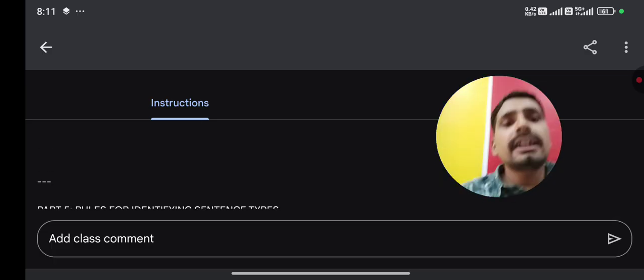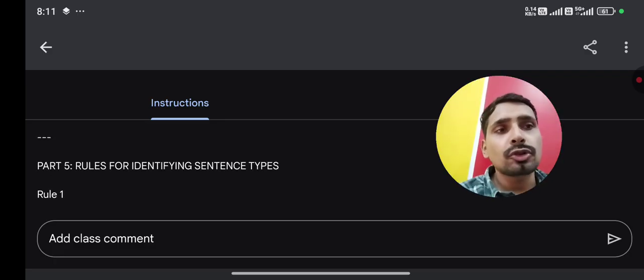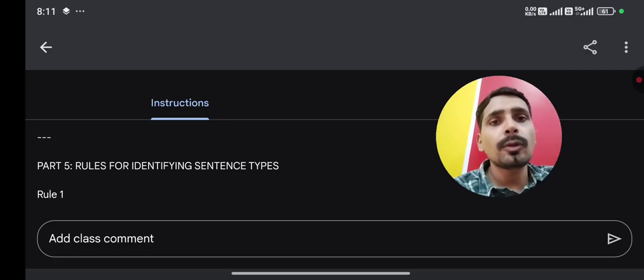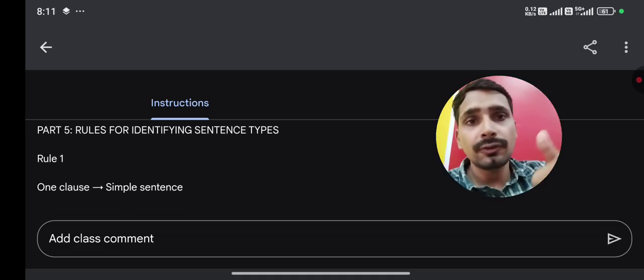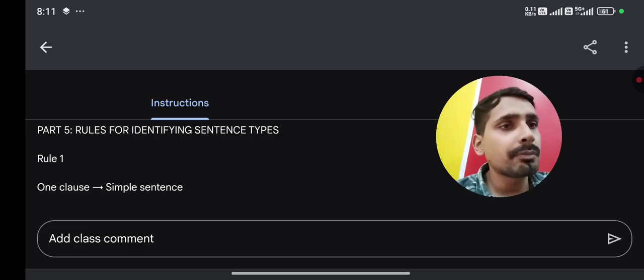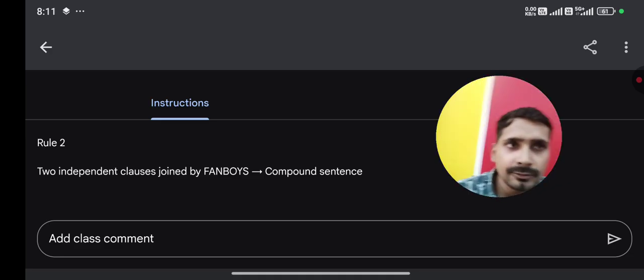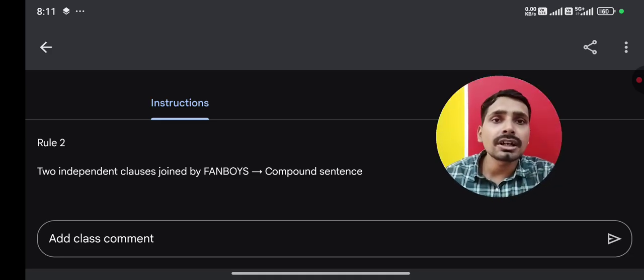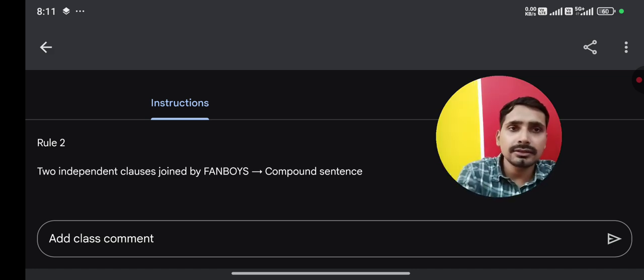Rules for identifying sentence type. How do we identify which one is the simple sentence, which one is the complex sentence, which is the compound sentence? Rule number one: one clause. If you see one clause, that is the which clause? Main clause. It is a simple sentence. Rule number two: two independent clauses joined by fanboys. What are fanboys? Coordinating conjunctions. Then understand that it is a compound sentence.